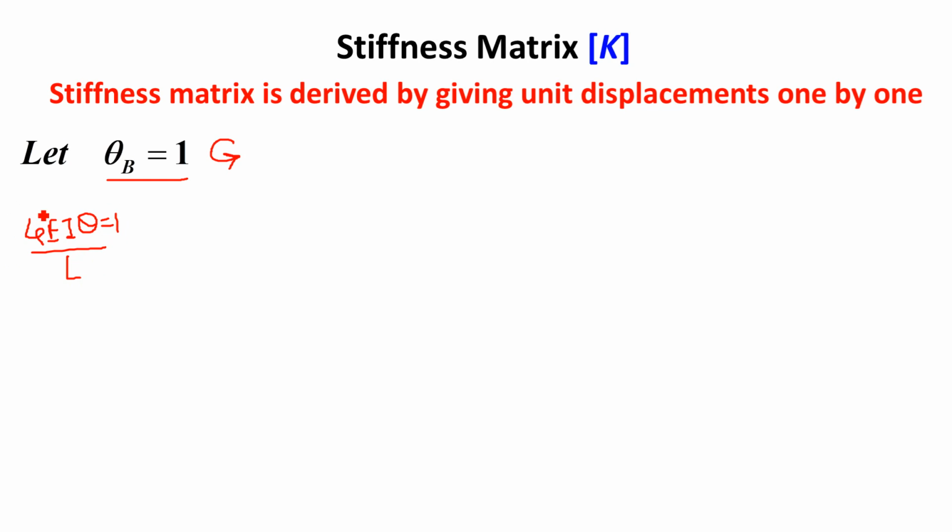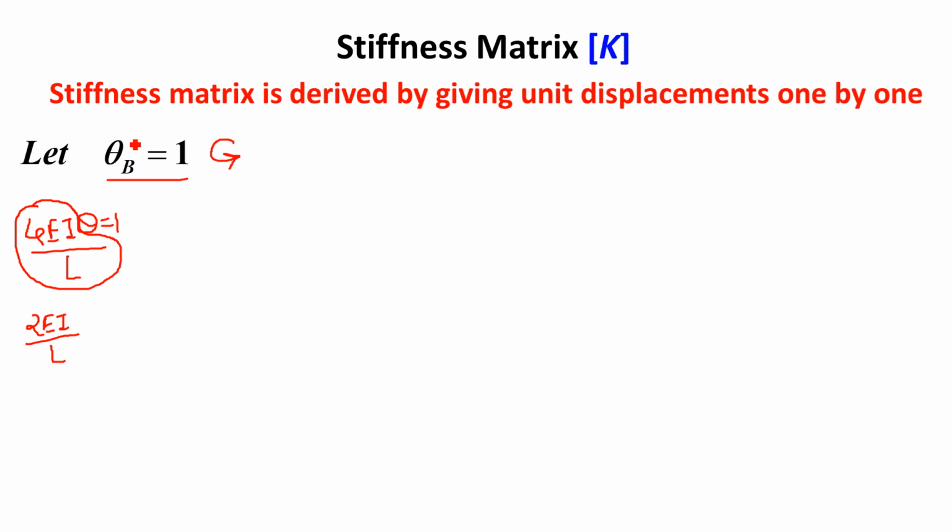the moment required to rotate any joint by unit rotation is 4 EI by L, right? And if this moment is required to rotate that particular joint, at the other joint of that member the moment will be 2 EI by L. So please remember, when you give the unit rotation at any joint, at that joint the moment is 4 EI by L, and at the other joint the moment will be 2 EI by L.